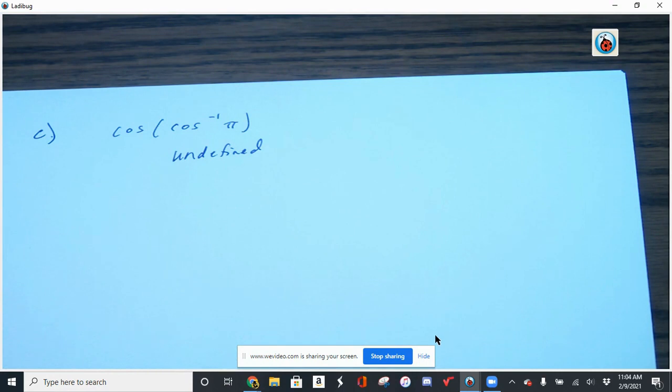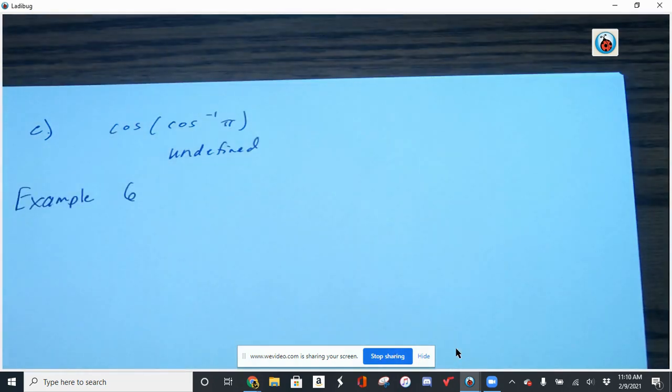Okay, so that is section 4.7, example number 5. I'm going to stop it right there. Still on section 4.7, this is example 6. Before I get into example 6, though, let's just talk about this.